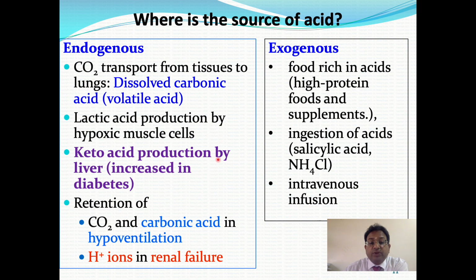Similarly, keto acids are produced by the liver during metabolism. And with the retention of carbon dioxide under a condition of hypoventilation, carbonic acid is produced. Similarly, in the condition of renal failure, hydrogen ions cannot be secreted in the urine and they are retained in the body and serve as a source of acid. Similarly, the exogenous sources are when a person consumes acid, for example, high protein foods and supplements, or with ingestion of acids, for example, salicylic acid, ammonium chloride and total parenteral nutrition infusion. So these can contribute as exogenous sources of acids.